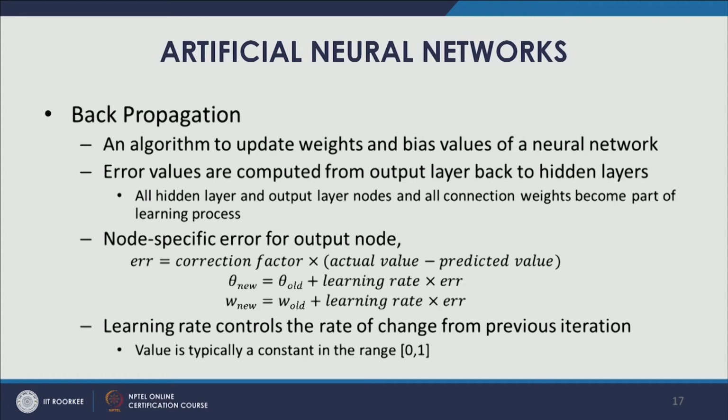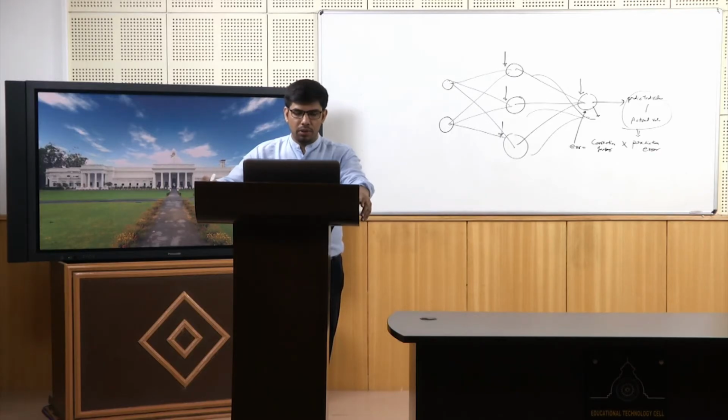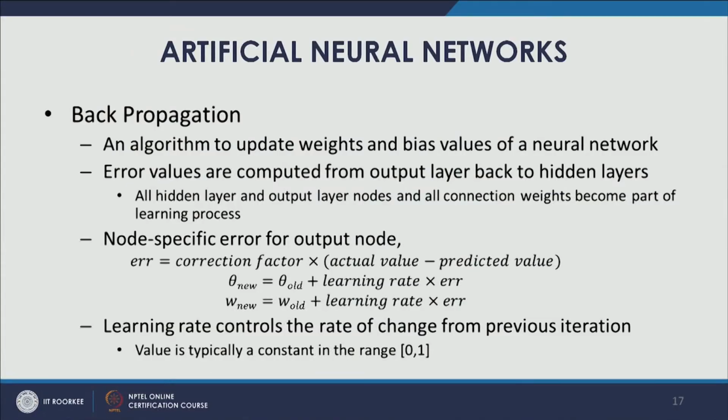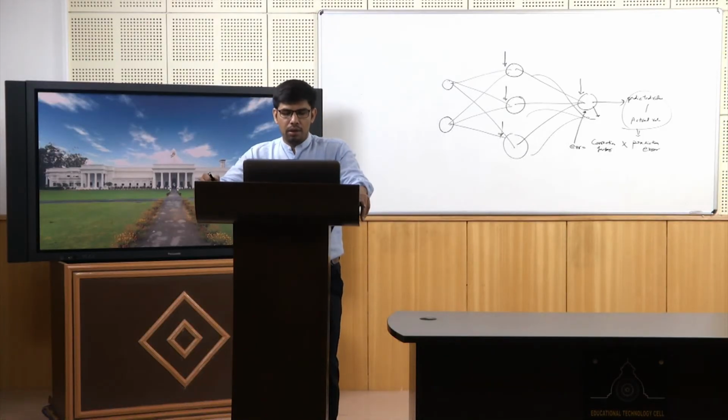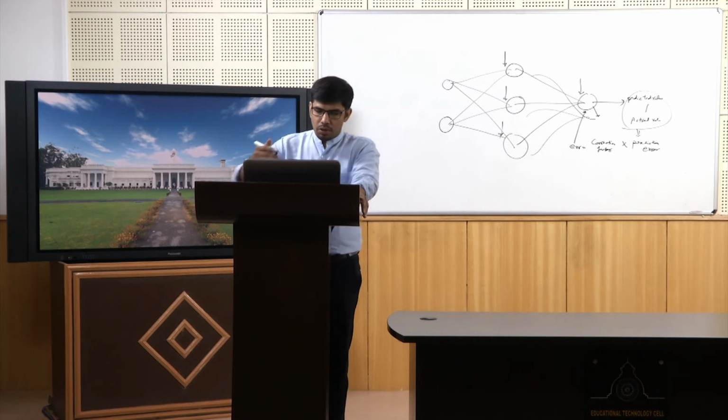So what is learning rate? Learning rate controls the rate of change from the previous iteration. You can see what amount of the computed error value that we just saw is actually used for the learning process, and that is controlled by the learning rate. Typically the learning rate is a constant value in the range 0 to 1. That will determine what part of the error is going to be used for the learning process, the updating process. So these are the steps.